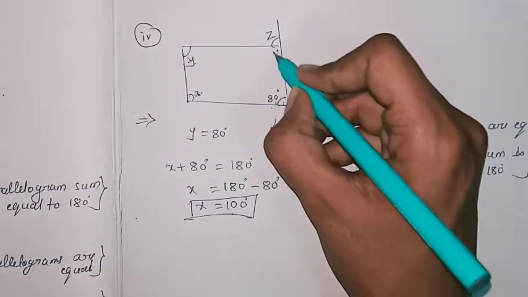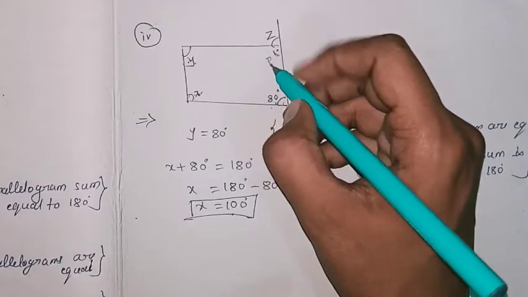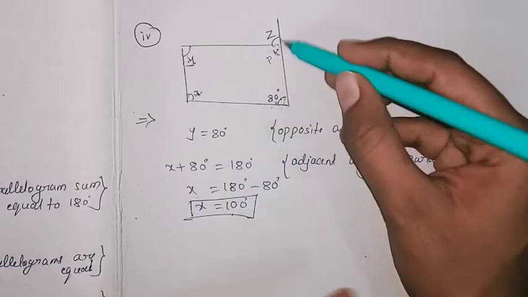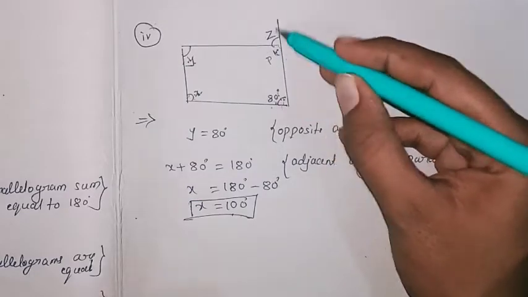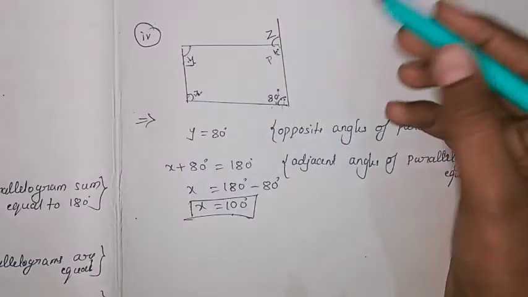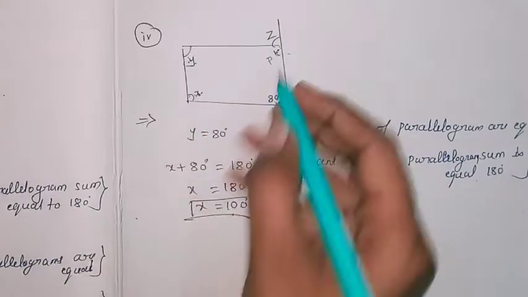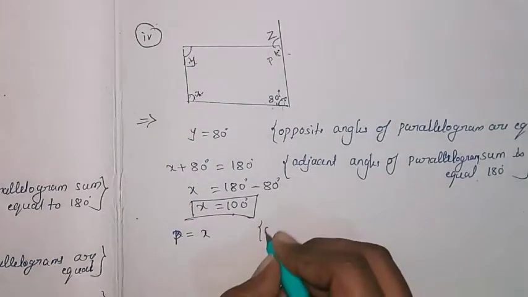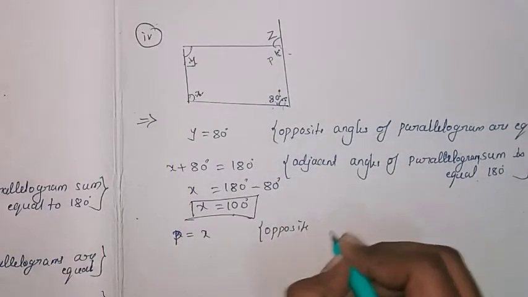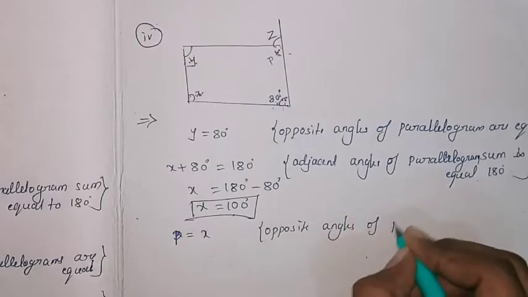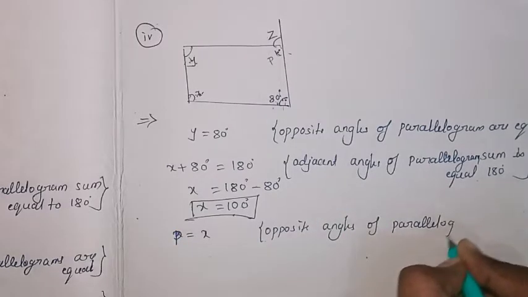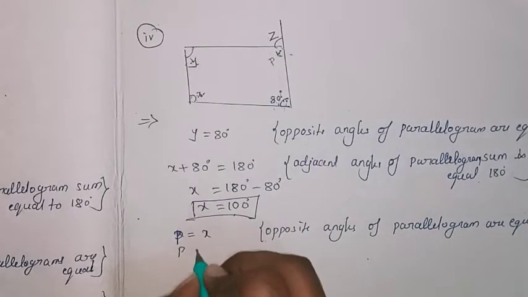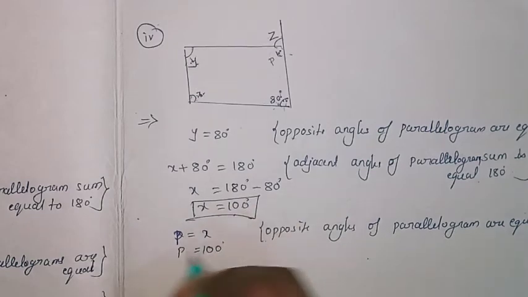From that you can write this angle. Just consider this one as p. Otherwise these are supplementary, yes. These are adjacent, yes. So 80 plus this one is equal to 180, so you can find that one also. Everything is the same. So directly I will write x is equal to p, because these are opposite angles of a parallelogram. Opposite angles of a parallelogram are equal. So what is the p value then? x is 100 degree, so p is also 100.